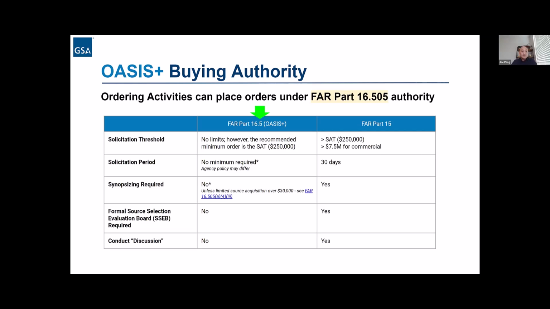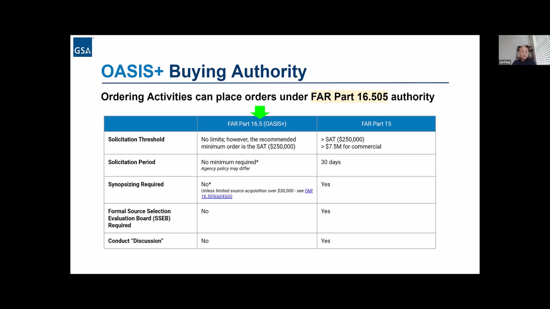And synchronizing requirements is not required under FAR 16.505 as it is under FAR 15. The exception, of course, is when an agency limits sources by procuring items peculiar to one manufacturer under FAR 16.505 over $30,000, which doesn't often apply to OASIS Plus orders.